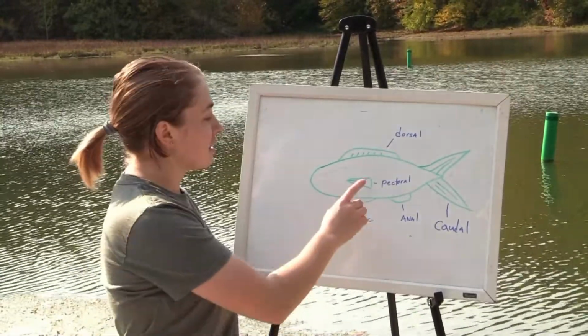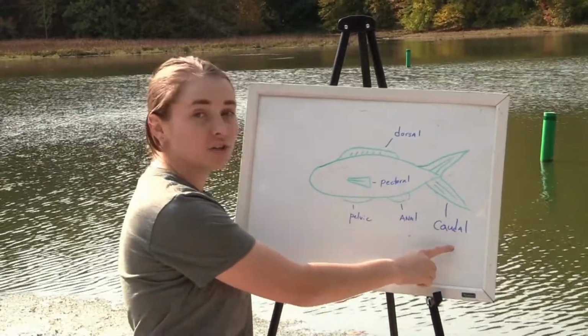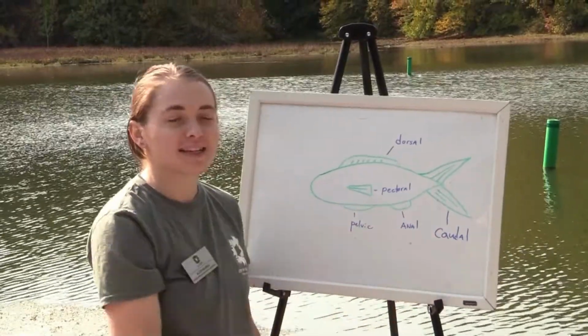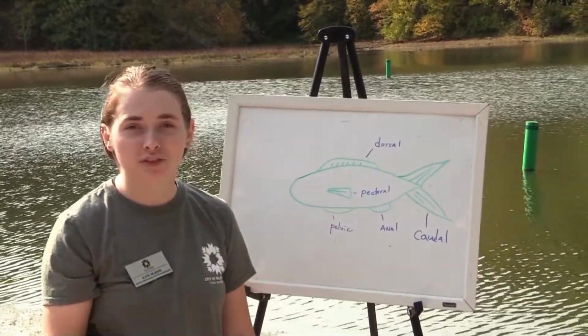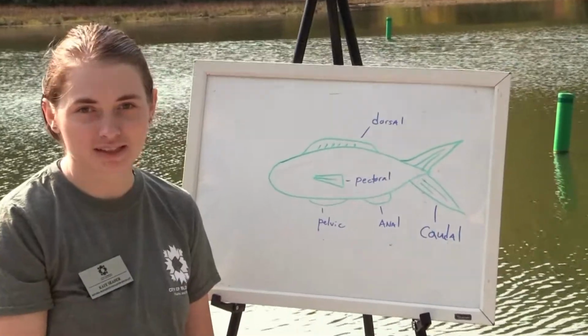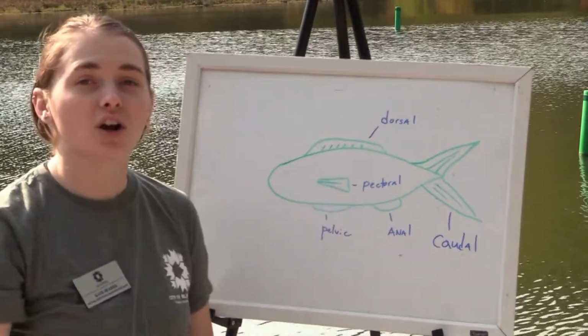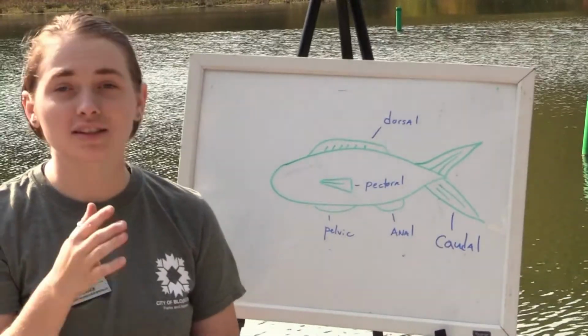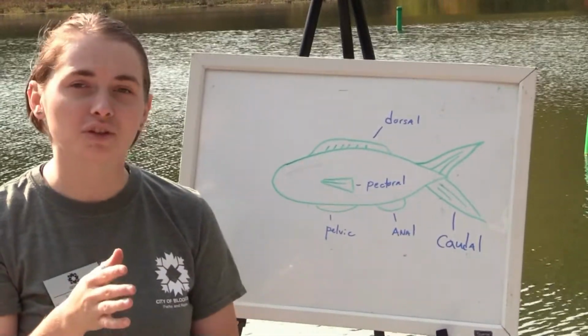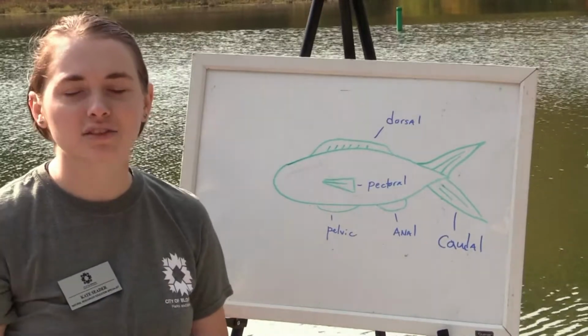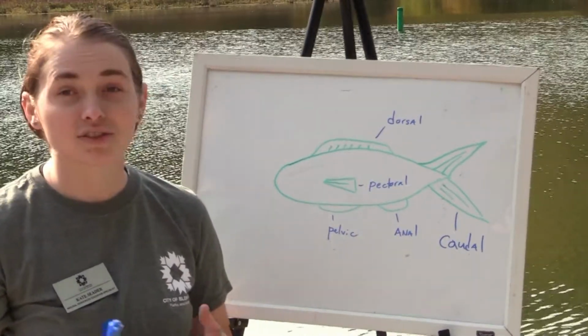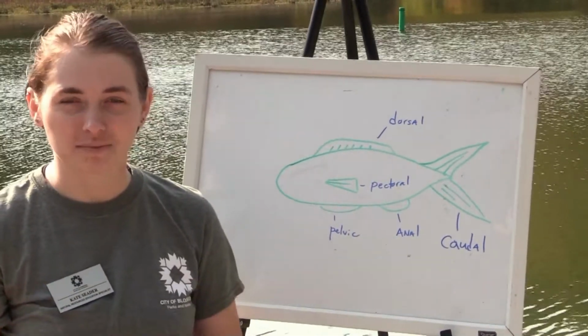We have the pectoral and the caudal, otherwise known as the tail fin. These help with the maneuvering, moving the fish from place to place. The pelvic, anal, and dorsal fins are on the top and bottom of the fish. This helps keep the fish vertical in the water and prevents it from tumbling over. So that is where it gets its stability from.